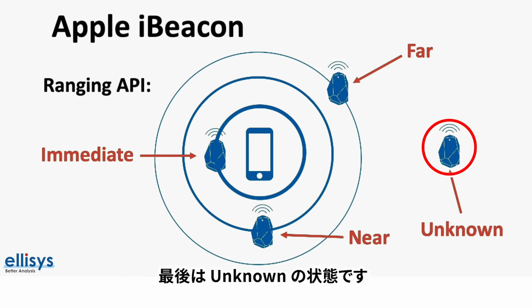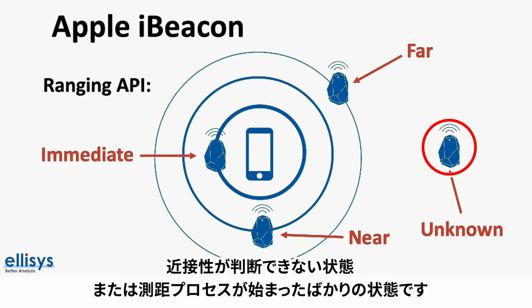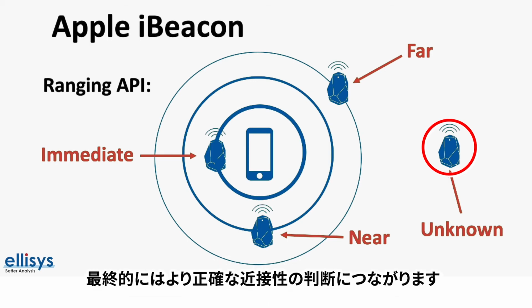The last state is the unknown state, and it simply indicates that proximity cannot be determined or that the ranging process has just begun, eventually leading to a more accurate proximity decision.